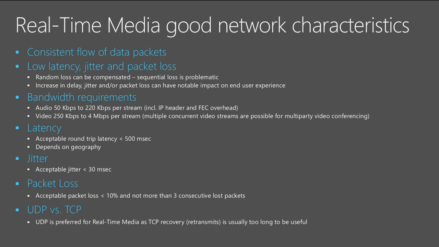For the jitter, you would like to be below 30 milliseconds. And for the packet loss, below 10%. More specifically, you don't want more than 3 consecutive packet losses. Because if you lose 3 consecutive packets, depending on the codec used, that can represent a significant chunk of time that can be heard on the far end as a total drop of the packets. So not good.